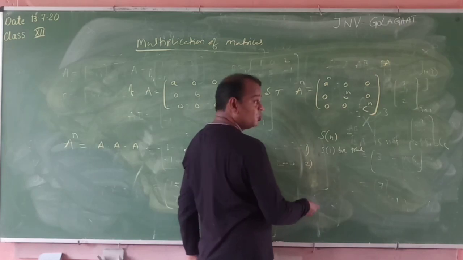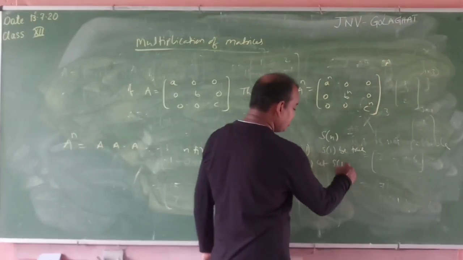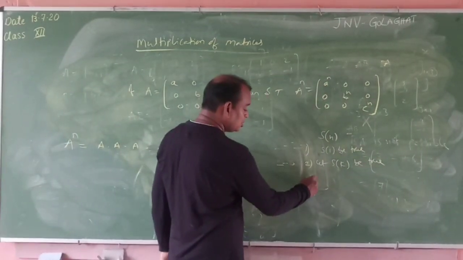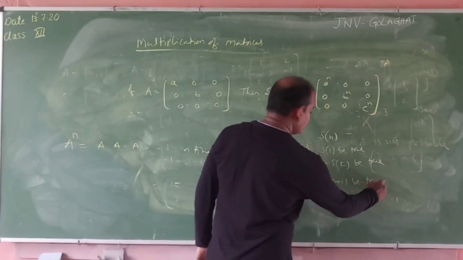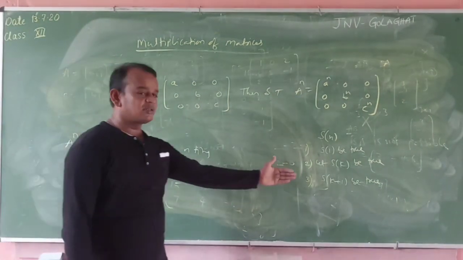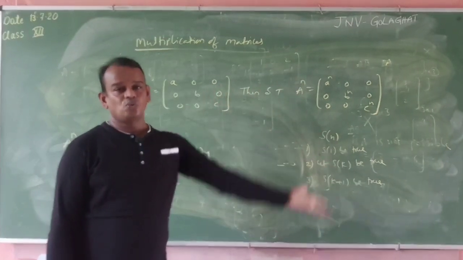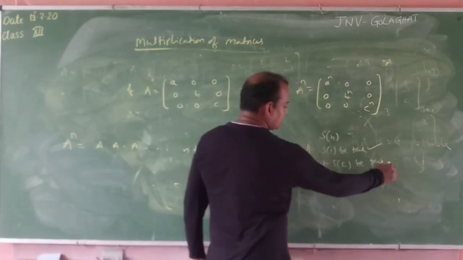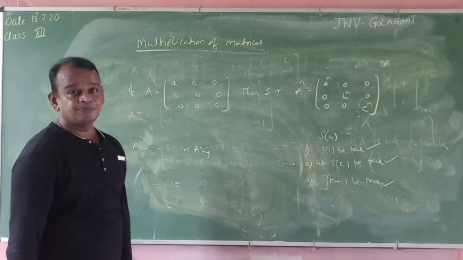Number 2, let S of k be true. Third, prove that S of k plus 1 is true. If these three steps are satisfied, the statement is true, otherwise false. What are they? S of 1 is true, S of k is true, S of k plus 1 is true. How to show this for this type of question?